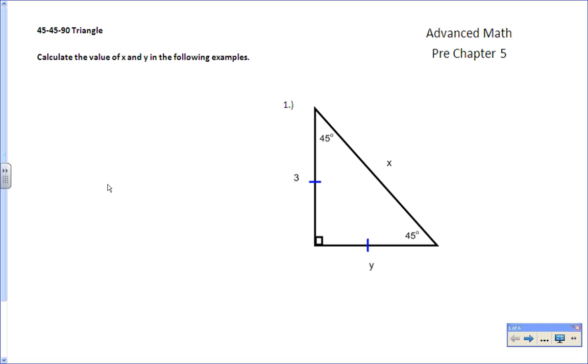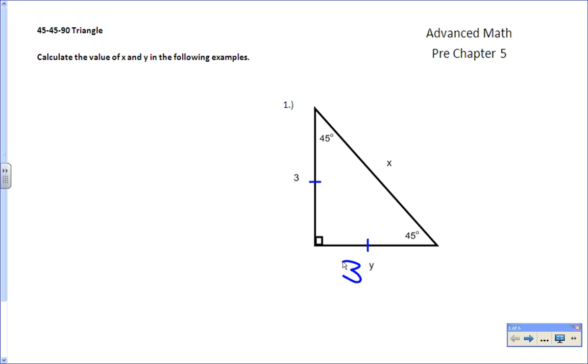Okay. So in a 45-45-90 triangle, as long as you have one side and you know it's a 45-45-90, you can actually get all the sides. And it doesn't matter if that side you know is the hypotenuse or one of the legs. Notice on this first example, I've given you this leg on the left-hand side that's marked 3. So the bottom y is actually quite simple in this case, because this triangle is most definitely isosceles. And so y also has to be 3.